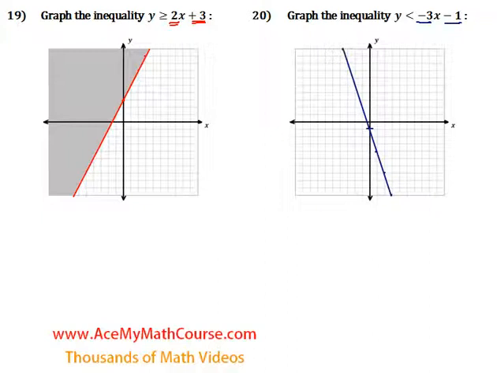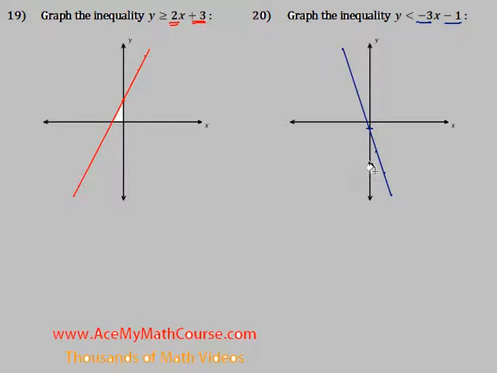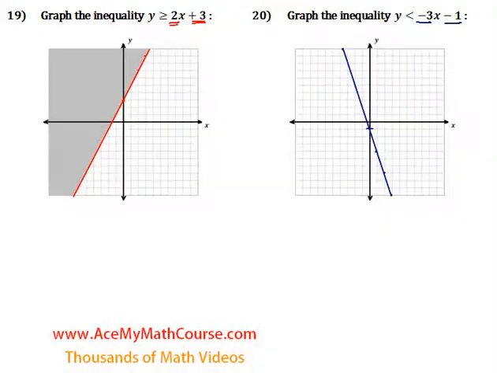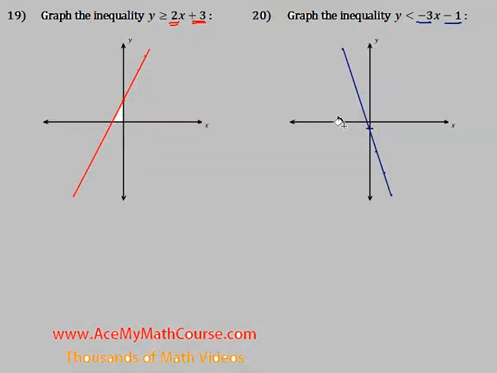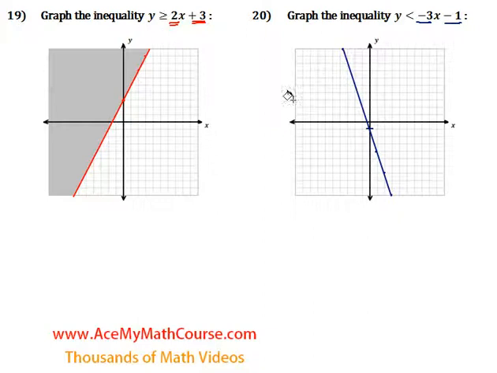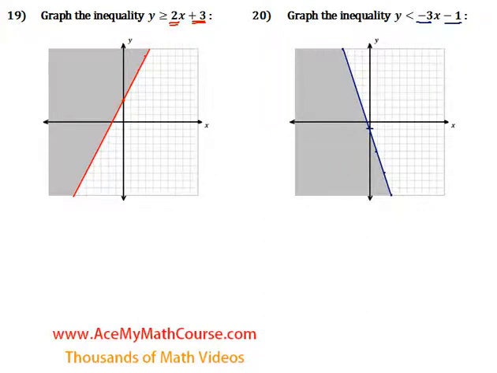Now let's shade the region below the line. And why is that? Because y is smaller than negative 3x minus 1. And again, didn't mean to do that. Let's see if that works. Not yet. Okay, there we go. Y is smaller than negative 3x minus 1.